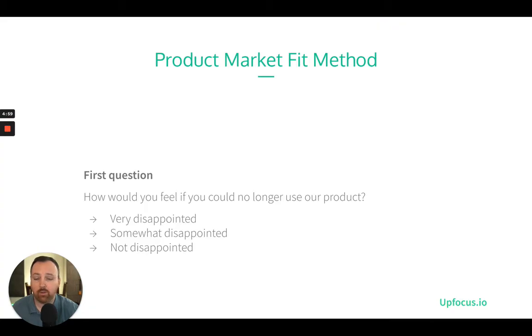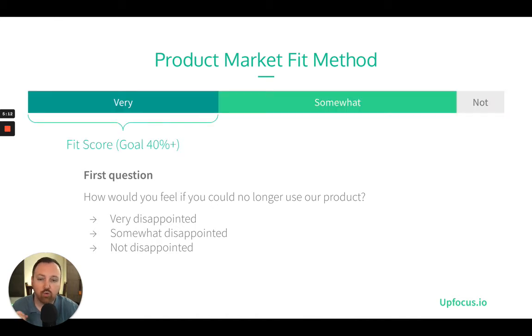All right, so let's talk about how that works in a little more detail. As I just read that first question, it starts with, how would you feel if you could no longer use our product? Very disappointed, or somewhat disappointed, or not disappointed. Your goal is that 40% of these people are going to say that they would be very disappointed. That's your leading indicator for having product market fit.